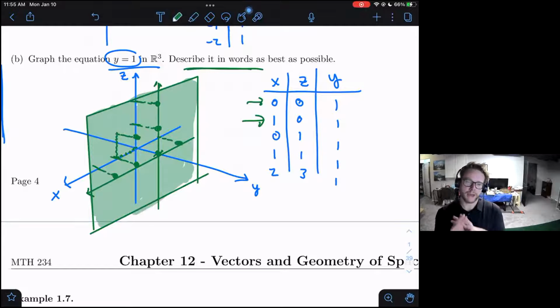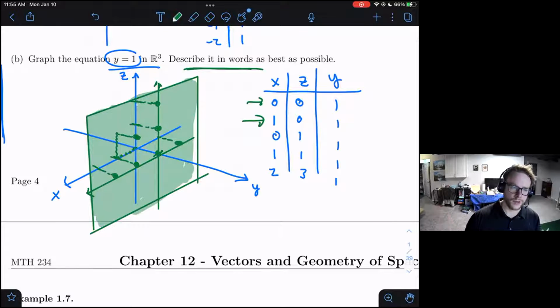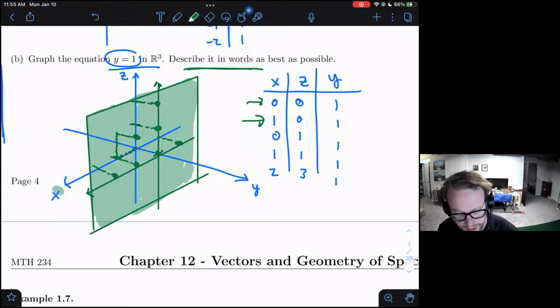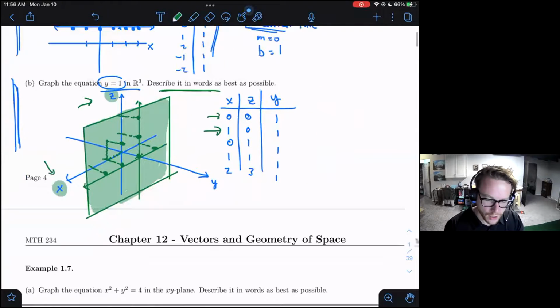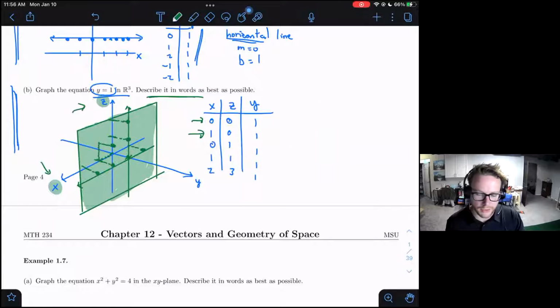So x and z can be anything that they'd like to be. You notice that you can travel freely in this x direction and freely in this z direction. But the only direction that actually has a restriction is the y direction, right? Y has to be equal to 1, but otherwise you have a copy of this xz plane that has just been pushed out a little bit. We have y equals 1 rather than y equals 0, which would be the traditional xz plane.